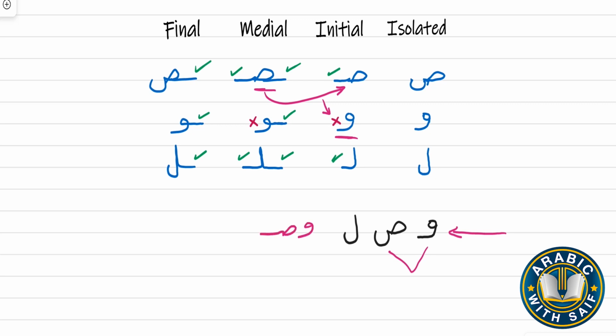Second, the relation between sad and lam. If sad is in the middle, it can connect to any letter after. And lam at the end can connect to any letter before. So both will get connected. And this will be the final form for this word. Let's read it. Wasal. Wasal means arrived.